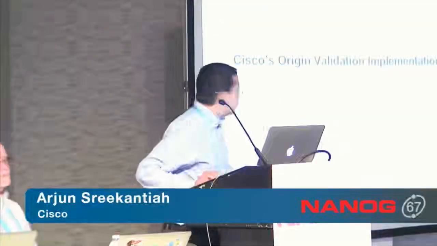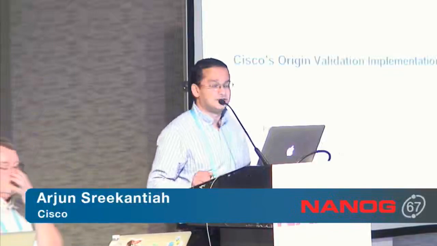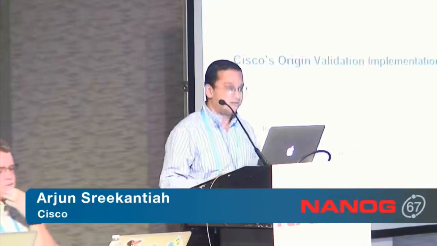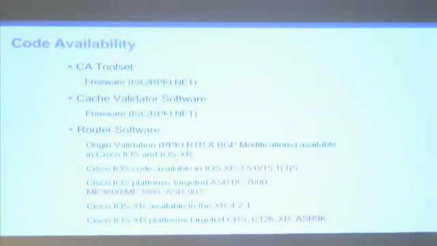Hi, everybody. My name is Arjun, and I'm here to talk about Cisco's origin validation implementation based on RPKI. And hopefully, it won't sound too repetitive. So Cisco support for RPKI mainly comprises the router software modifications to support the RFCs that were referred to earlier, 6810 and 6811. This comprises the RPKI router protocol to download the ROAs and build the RPKI database on the router, and the BGP protocol modifications that use the RPKI database thus built to perform the origin validation on the routes that are received.